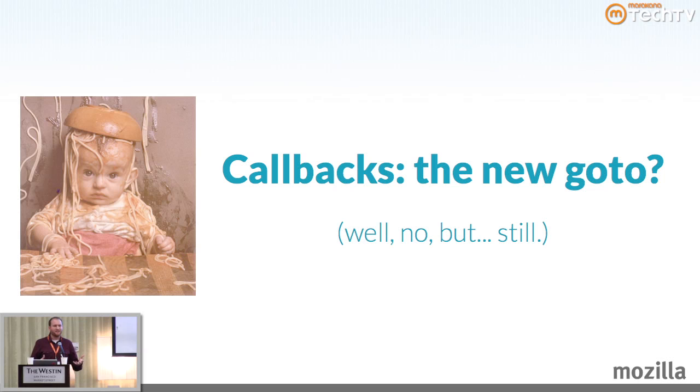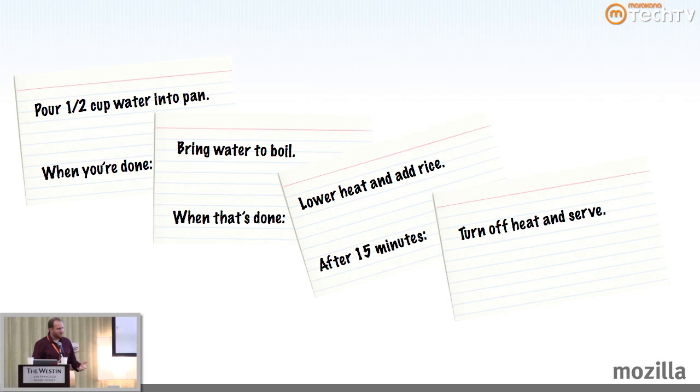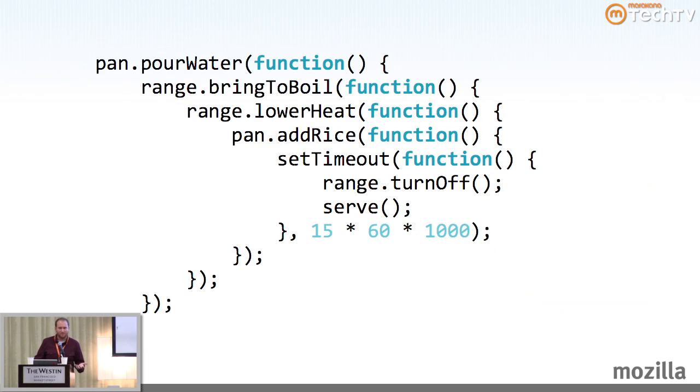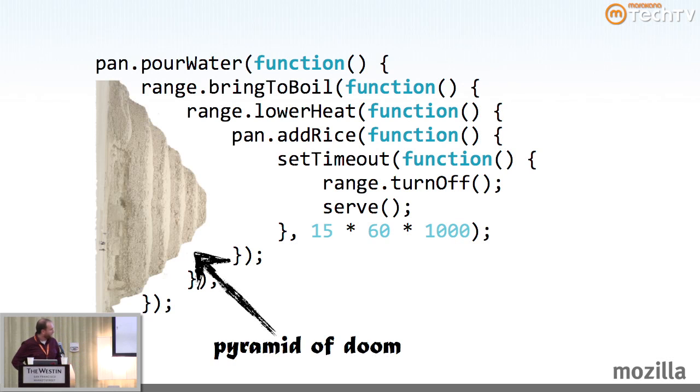And I like to imagine that sometimes JavaScript programs look like trying to make recipes where every single step in the recipe involves flipping to another page. So if you imagine after you pour half a cup of water into the pan, you have to go to the next index card. So, how many times have you written a JavaScript program that looks like this? I think the best name I've heard for this is the Pyramid of Doom.